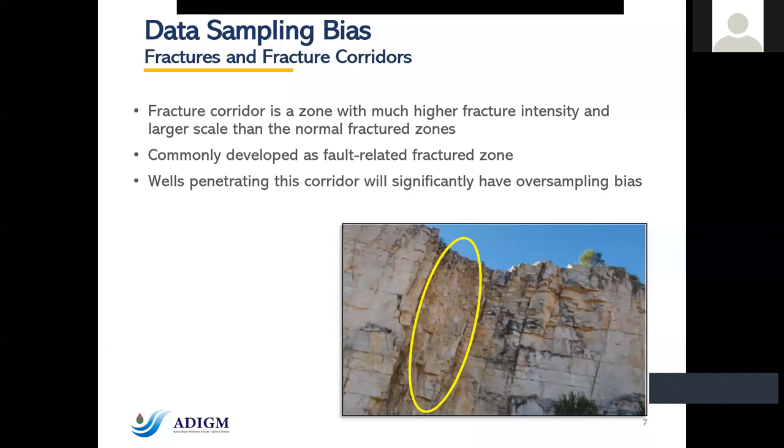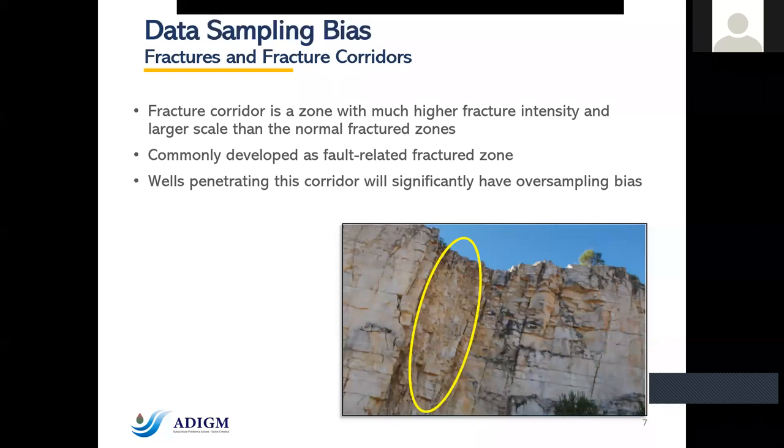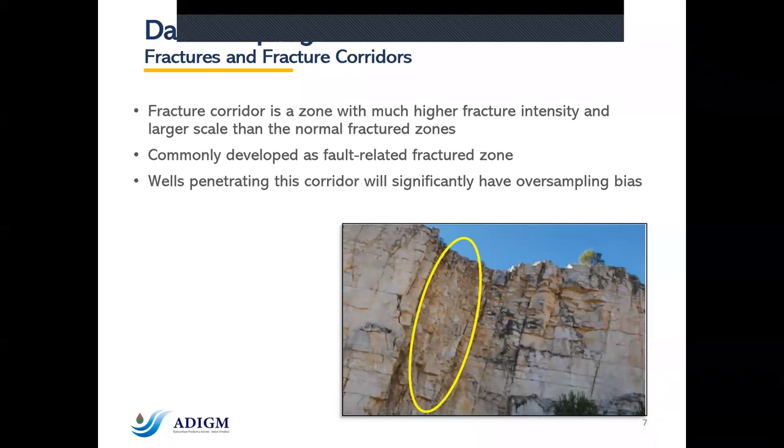The wells penetrating this corridor will significantly have oversampling bias. So during the data acquisition itself, or during the interpretation analysis, we need to take into account the possibility of penetrating this corridor or not.